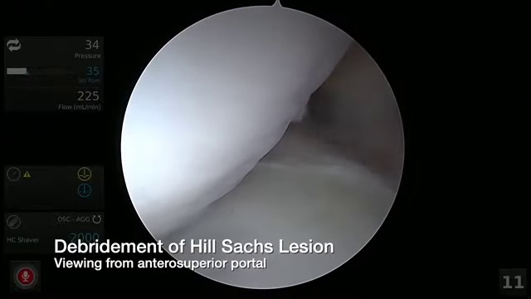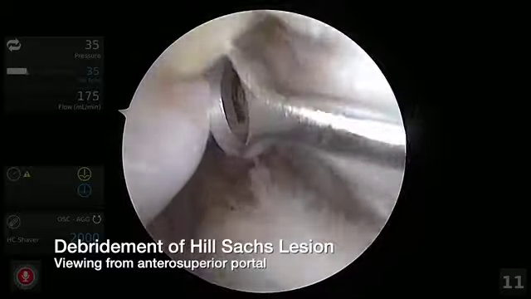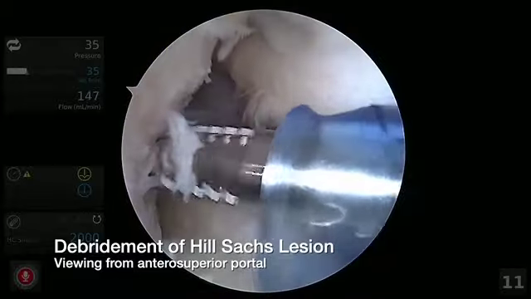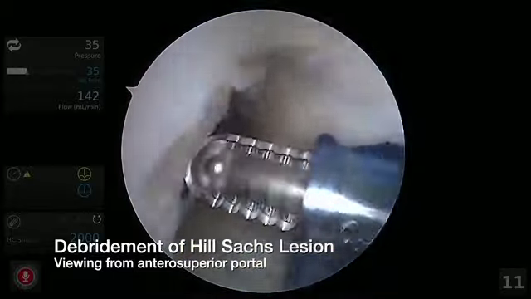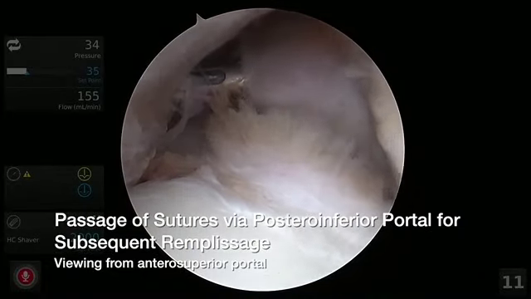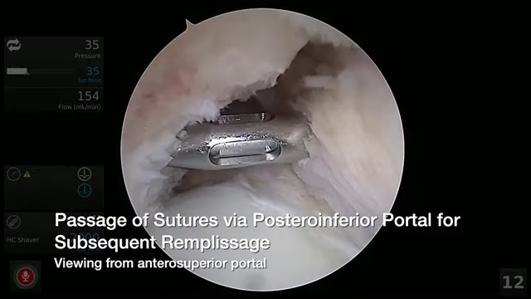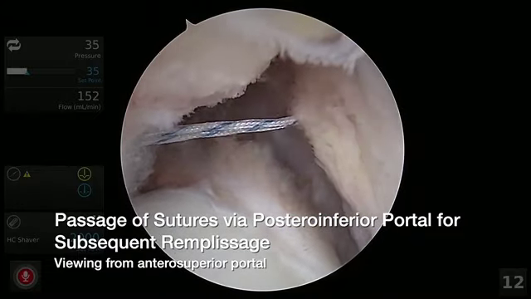We then turn our attention to the Hill-Sachs lesion and, using a curette and shaver, prepare the bony bed for the Remplissage. A posterior inferior portal is established via an outside-in technique under direct visualization. 2 all suture anchors are inserted through the deltoid and posterior capsule, superior and inferior to the defect, and will be tightened at the end of the procedure.